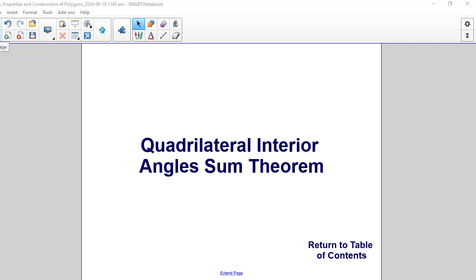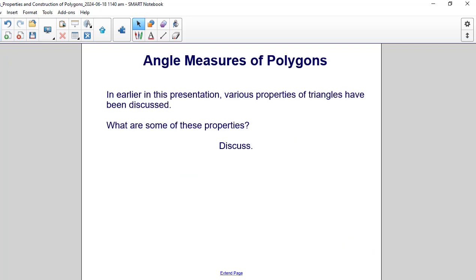Quadrilateral interior angles sum theorem. Angle measures of polygons. Earlier in this presentation, various properties of triangles have been discussed. What are some of these properties?